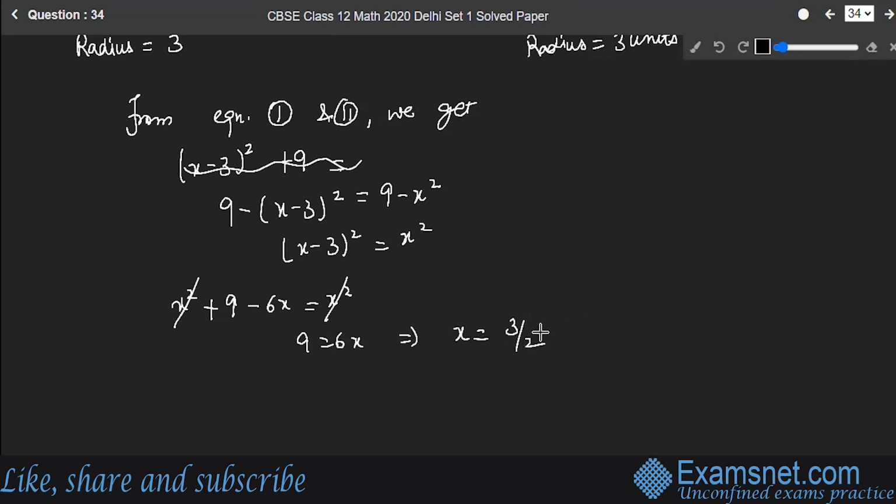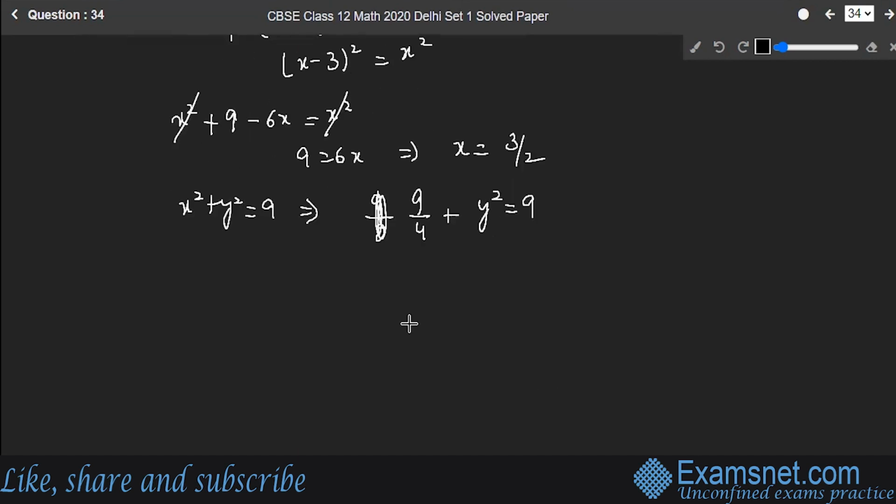Now, when x is equal to 3 by 2, I'll pick any equation. Let's say x square plus y square is equal to 9. When x is 3 by 2, that means x square is 9 by 4, plus y square is equal to 9, which makes y square equal to 9 minus 9 by 4, which is equal to 9 into 3 by 4. This is y square. So here y will come out to be 3 by 2 root 3, plus minus. I hope you got this, right?